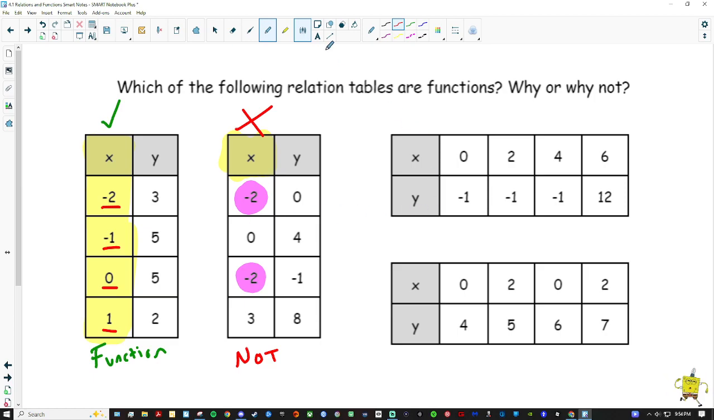Okay, let's do 2 more. I'm looking only at my x values. That's the only numbers I look at. It does not matter if y repeats. Here, y repeats -1 3 times, and that's okay. We're only looking at x. And I see that x has a 0, a 2, a 4, and a 6. These are all different numbers. So, ding ding, this is a function.